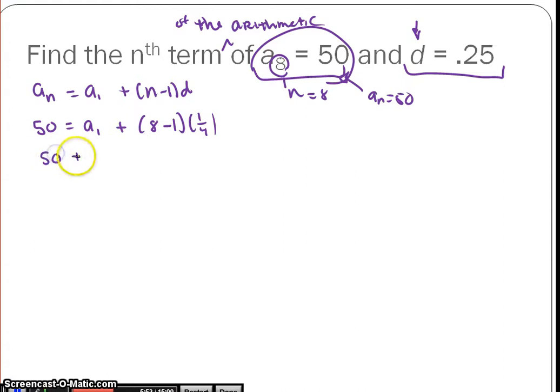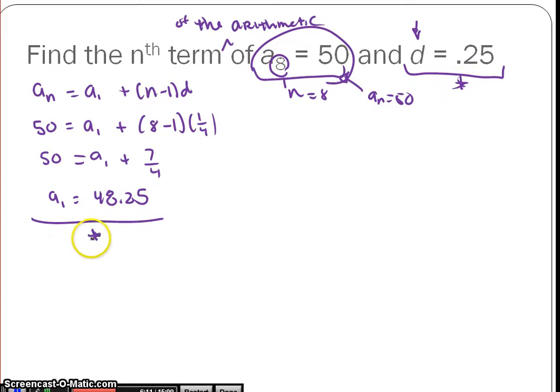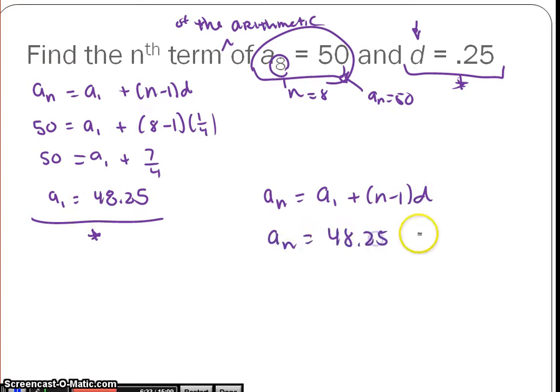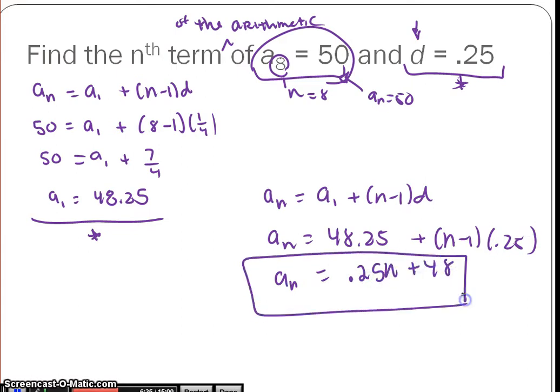So I get 50 plus 50 equals a1 plus 7 over 4. So I'm going to solve for a1, and I get 48.25. Okay, so now I have a1, and now I have d, so I'm going to take those two things and plug it into a sub n is a1 plus n minus 1 times d. So my a sub n is a1, 48.25, plus n minus 1 times d, which is 0.25. Distribute, write it in standard form, 0.25n plus 48. And that is my nth term rule.